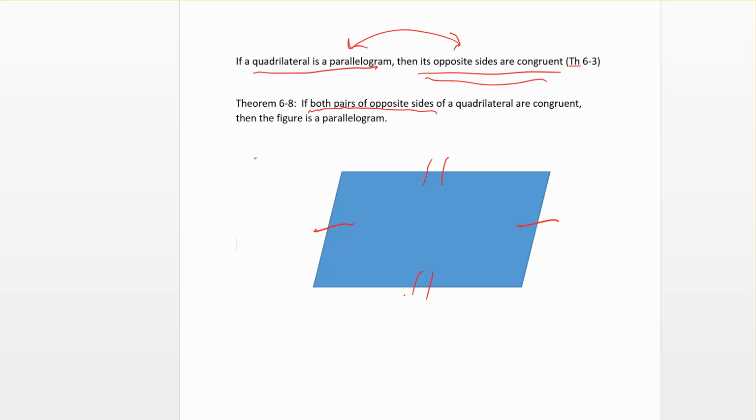And I'm going to say it again. In 6.2, we knew they were parallelograms. We then said some things about them. This is converse day. Here we know some things about the figure. We're going to then conclude it has to be a parallelogram.